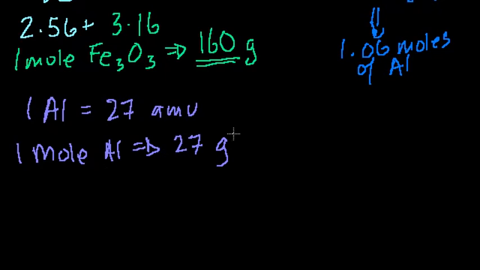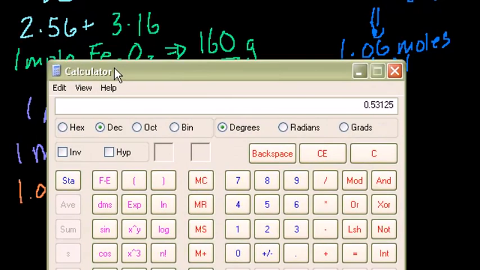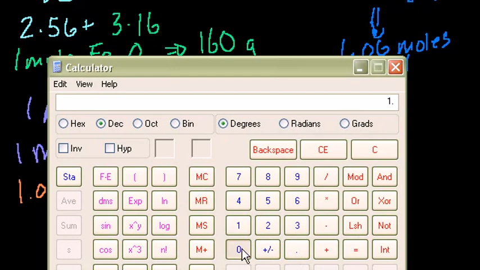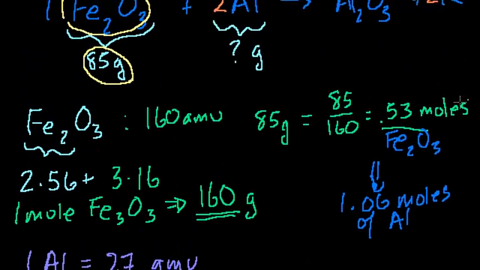So if we need 1.06 moles, how many grams is that going to be? So 1.06 moles of aluminium is equal to 1.06 times 27 grams. And what is that? 1.06 times 27 equals 28.62. So we need 28.62 grams of aluminium, I won't write the whole thing there, in order to essentially use up our 85 grams of the iron 3 oxide.